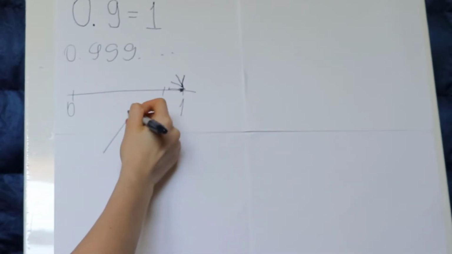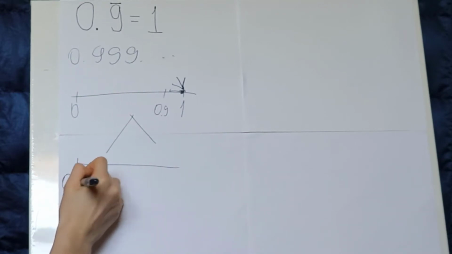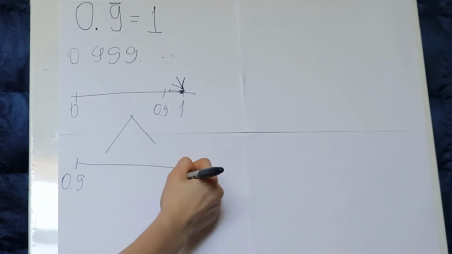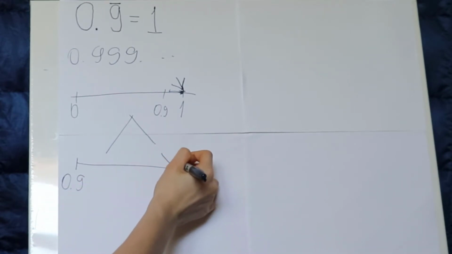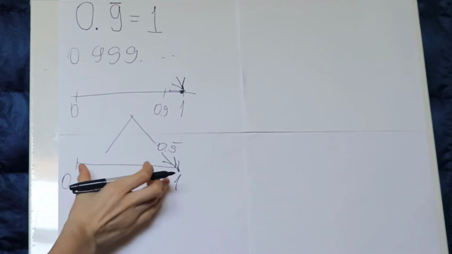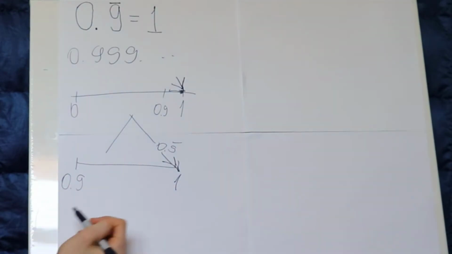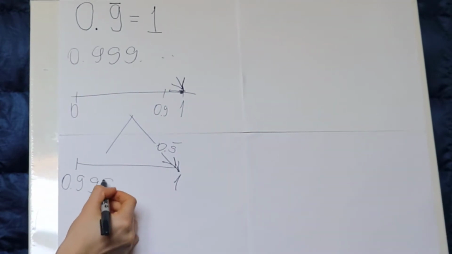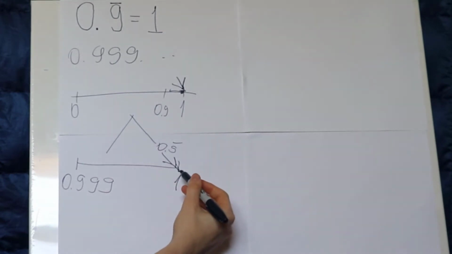Let's make this even bigger. Let's say this is 0.9 and this is 1. But 0.9 repeating would still be very, very close to 1. As close to 1 as possible. It will always be here no matter how much we zoom in. We can make this 0.99, 0.999, but 0.9 repeating will always be all the way on this side.